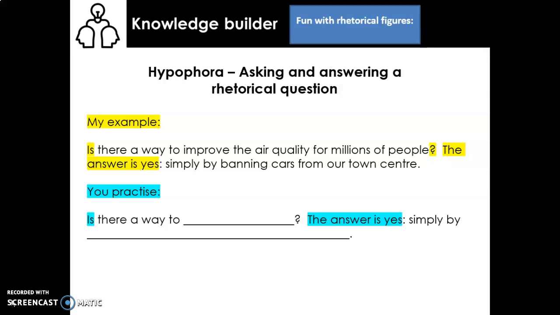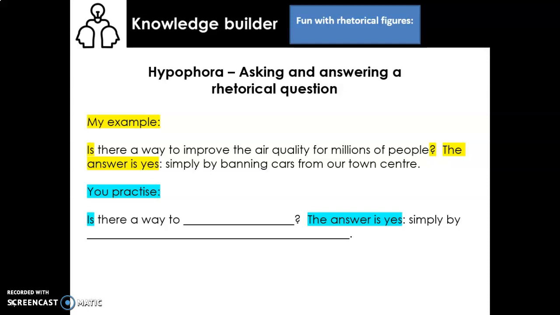Now, I'm going to do just one with you, and then you're going to get more independent. So what could be a problem? Why are people actually concerned about the amount of fat and sugar that people eat? Okay, so we hear a lot about obesity, about diabetes, about the long-term health implications. So I could say, is there a way to reduce the level of obesity in the UK? There's my question.